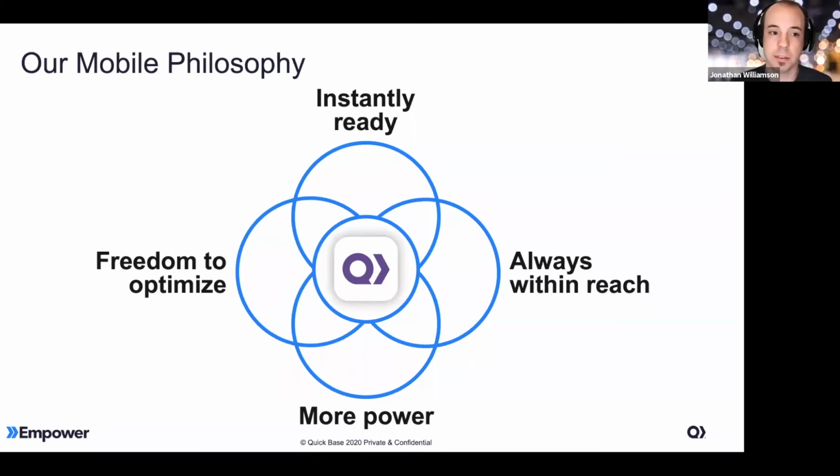And lastly, we want to give you freedom to optimize. So this is kind of the converse of instantly ready, where we give you a lot included and fully baked right out of the box, but then we want to give all of our builders freedom to optimize the mobile experience for their use case and for their business.